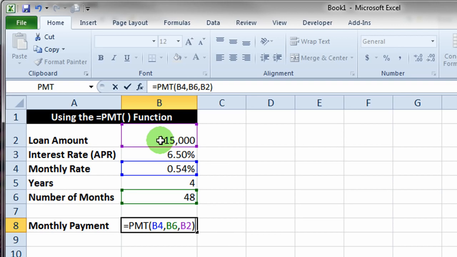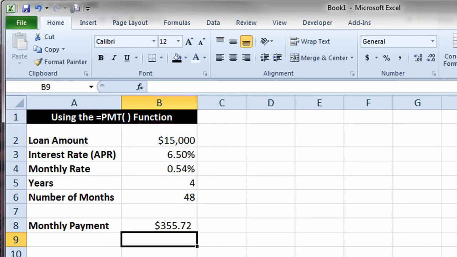And if we want to think about it right now, we could actually say, well, let's put the minus sign in at the very beginning of the PMT to make sure we get a positive value. And then we can hit enter, and there's our same payment amount.